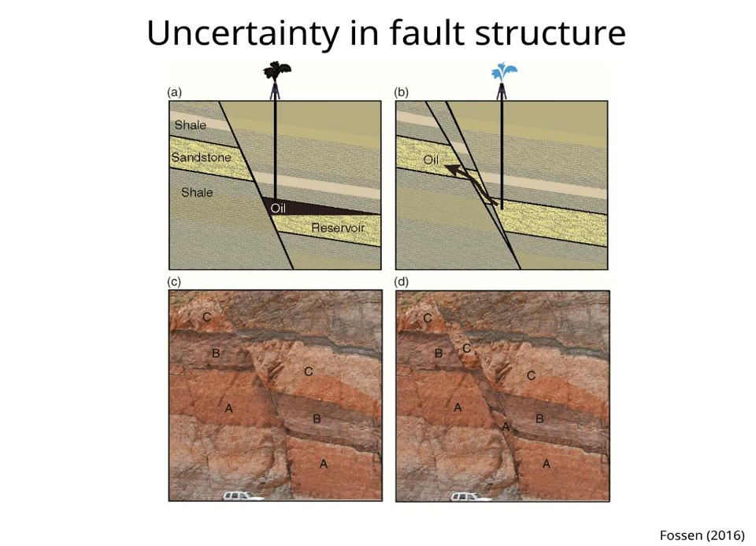Interpretation C rules out oil migration from the hanging wall block to the footwall block, as shown in Figure A. A well targeting the hanging wall reservoir next to the fault will encounter oil. Interpretation D allows oil migration from the hanging wall block to the footwall block, as shown in Figure B. A well targeting the hanging wall reservoir next to the fault will encounter water.